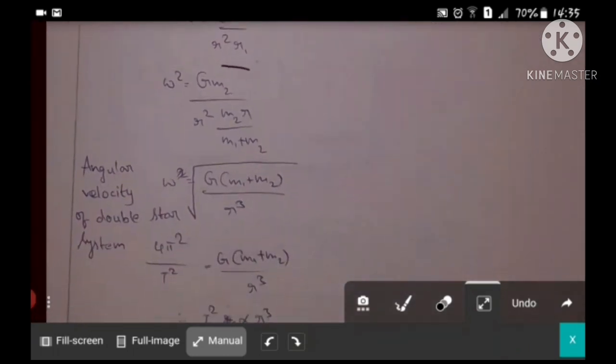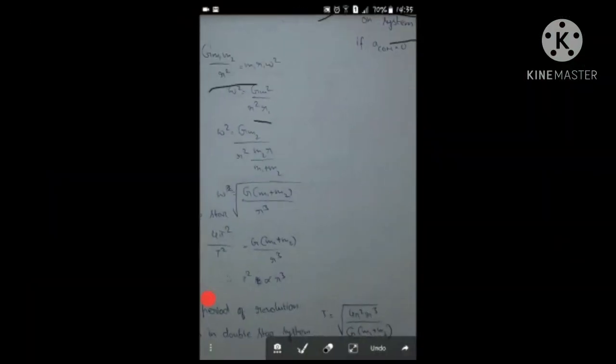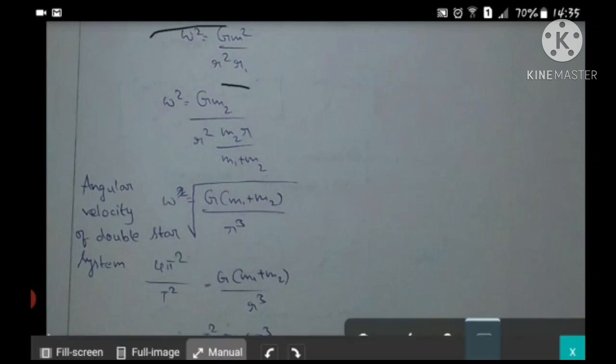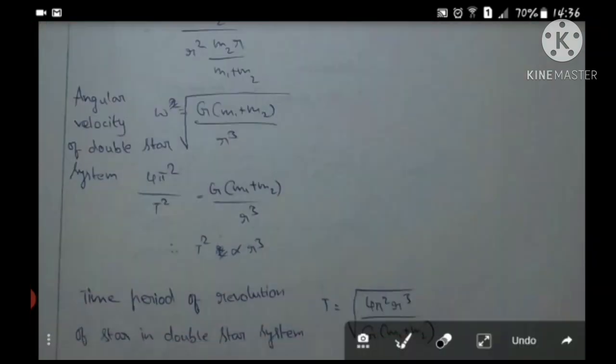Therefore, the angular velocity of a double star system, omega, is equal to the square root of G into M1 plus M2 by R cube. Omega is equal to 2 pi by T. Therefore, omega square is equal to 4 pi square by T square. If we do not consider the root, then there will be omega square here. If we take the square, it becomes a root, as we know. So here I considered omega square, then omega is equal to 2 pi by T.